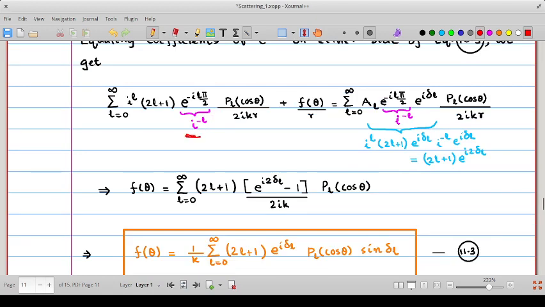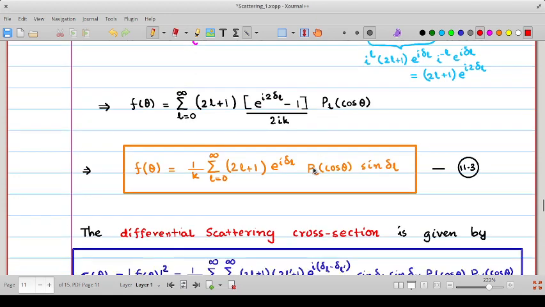Now, taking this term to the right, we will have this f of theta as the sum over L running from 0 to infinity of (2L plus 1) times (e to the power i 2 delta_L, coming from this one, minus 1, and that is coming from this factor) by 2ik times P_L(cos theta). Now, this factor of e to the power i 2 delta_L minus 1 can be written as e to the power i delta_L times (e to the power i delta_L minus e to the power minus i delta_L), which is equal to e to the power i delta_L times 2i sine delta_L.